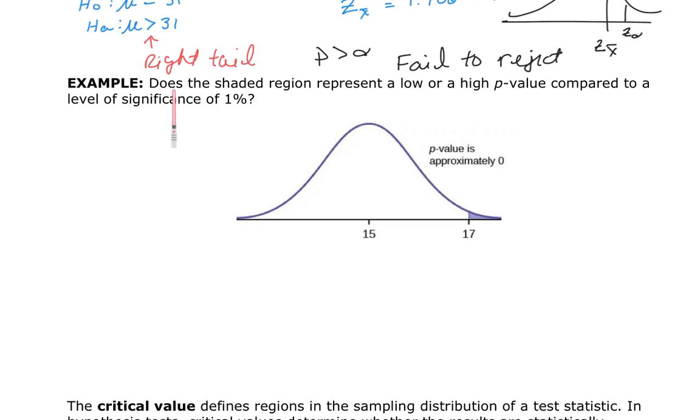So this next example, does the shaded region represent a low or high p-value compared to the significance level of 0.01 or 1%? And if my p-value is approximately equal to 0, even though I'm way up here, this little small piece means that this is approximately 0. So this tells me my shaded region is actually a really low p-value. If they're telling me it's approximately equal to 0, it tells me that my p-value is low.